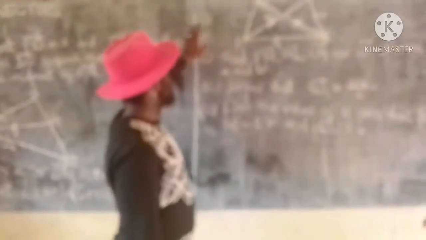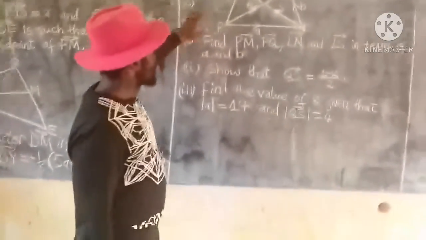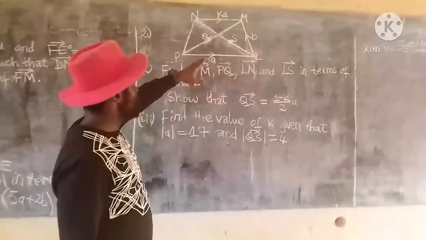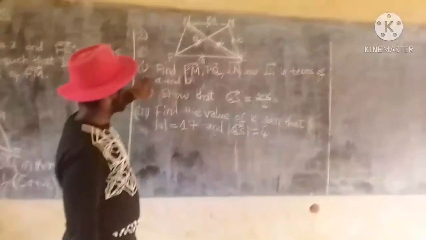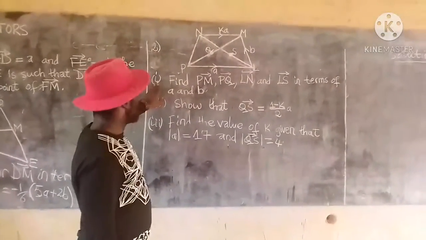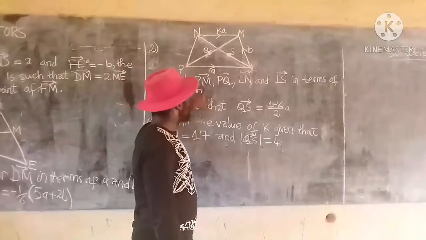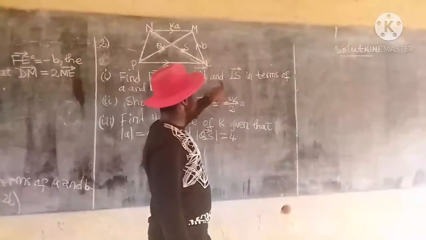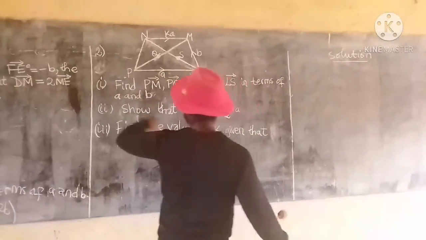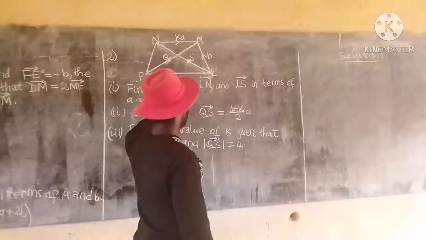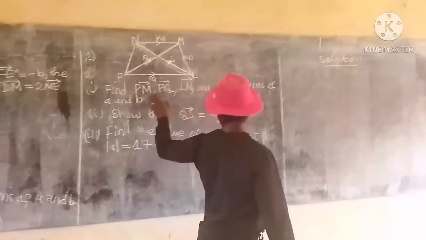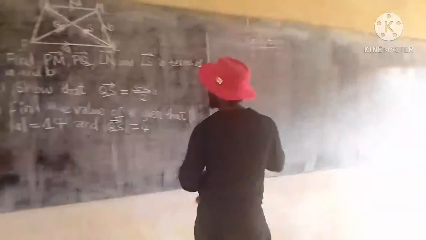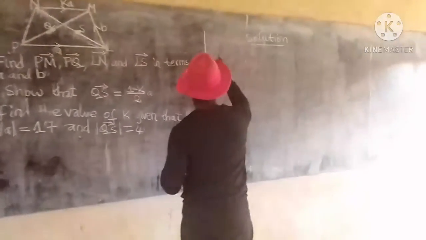Okay, let's look at question number 2. This question is based on this diagram. So you look at the diagram carefully, understand it, then you go about solving the questions. Small Roman 1 says that find PM, PQ, LN, and LS in terms of A and B. All these are vectors. So we have to look for these vectors in terms of A and B. Let's begin with small Roman 1.